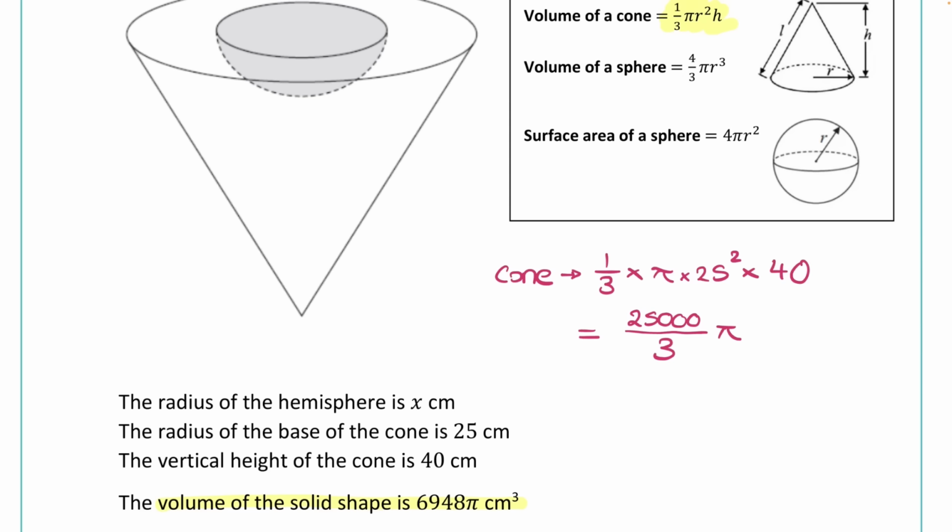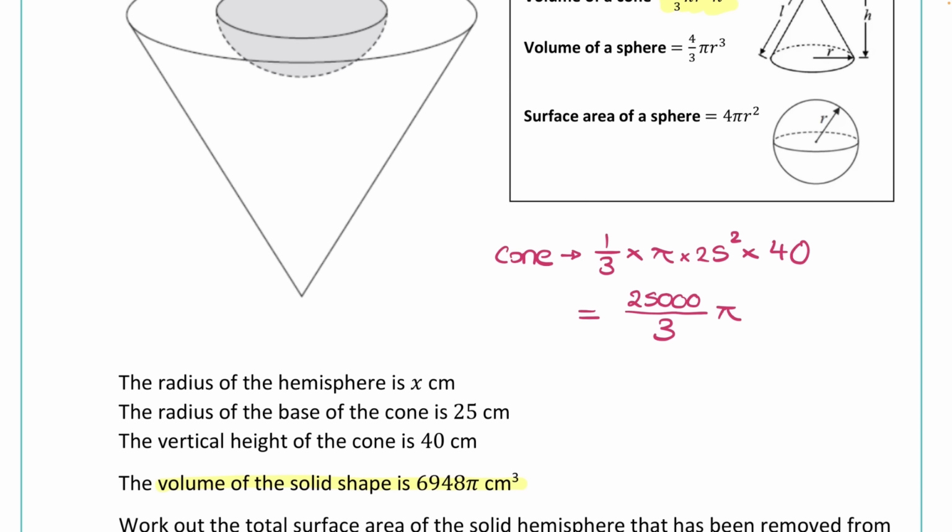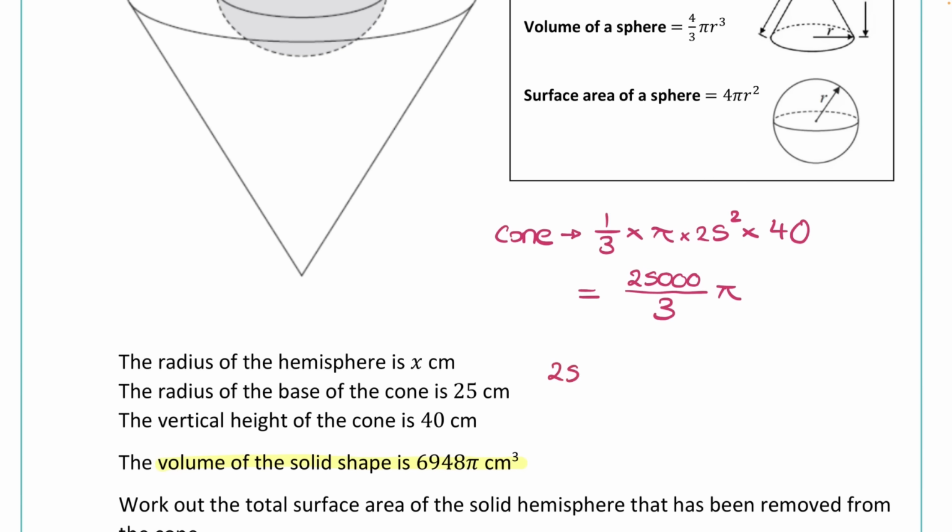Now it says the volume of the solid shape is 6,948 pi. Now that is with the hemisphere removed. So if I take the volume of the cone and I subtract the volume of the shape that we have, what's left over, the little missing piece, will be the volume of the hemisphere. So let's do that. We have 25,000 over 3 pi minus the shape that we've got, 6,948 pi, and that's going to give me the volume of the hemisphere. So we'll label that up, keep it all nice and clear.